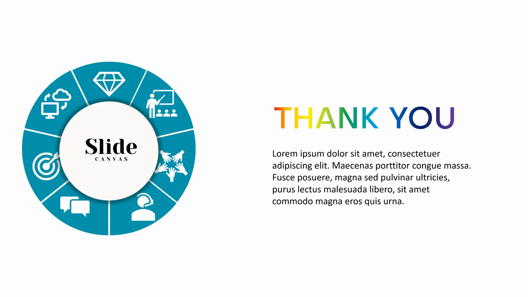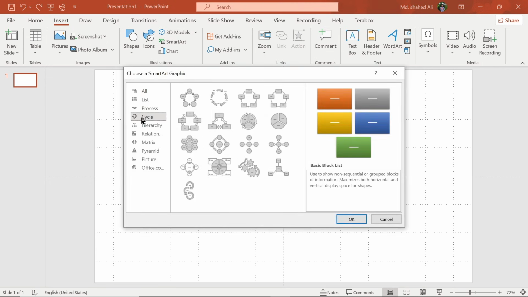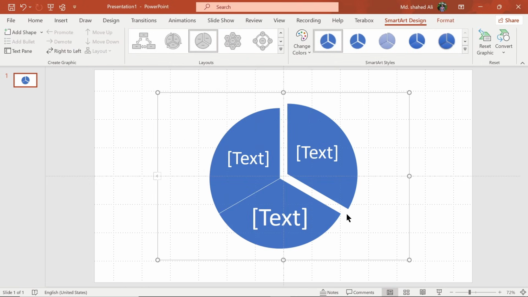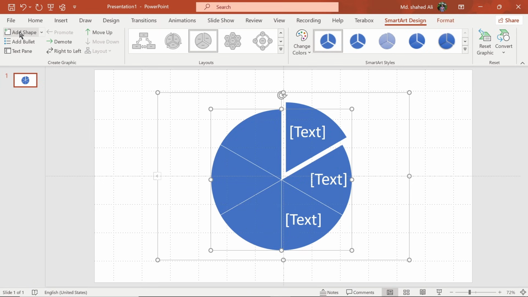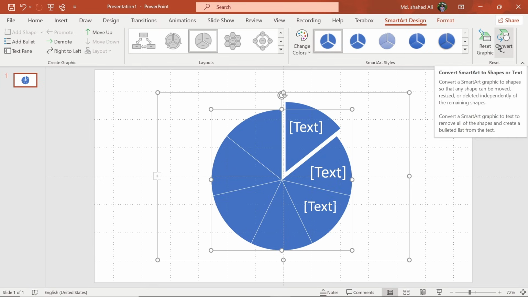Make cool presentation animation like this. First go to Insert, then go to SmartArt. Choose Cycle and select this Basic Pie. Now let's add some shape into this. Now convert this SmartArt into shape.